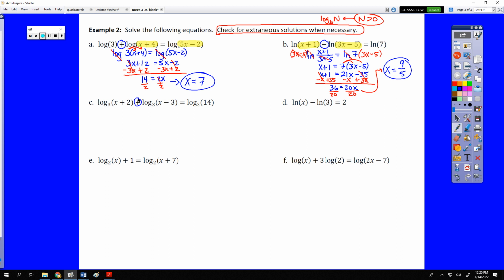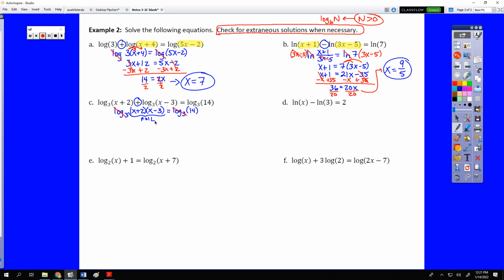Okay, next example. This one is an example where we have a plus sign in between, so we should be multiplying. That would be log base 3 of x plus 2 times x minus 3 equals log base 3 of 14. Now it doesn't matter whether you drop the logarithms first or FOIL first. You're going to be foiling once the logarithm is gone anyway. So you might as well drop the logarithms right now because there's only one log on each side. Then you have to FOIL this expression here.